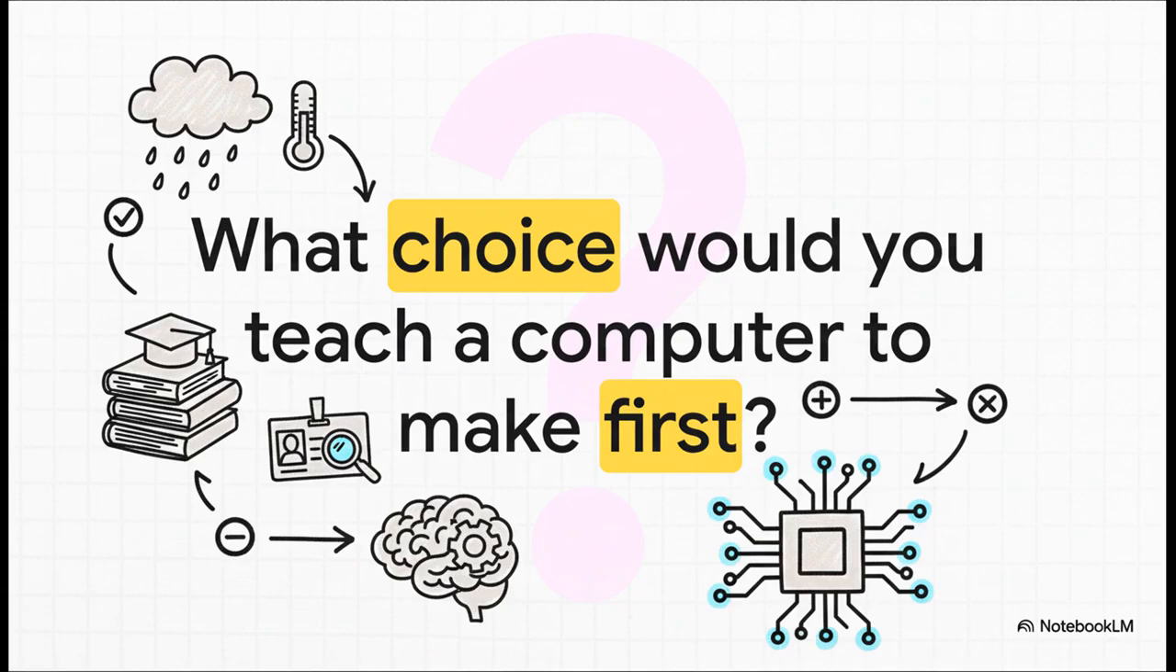So think about it. We started with a simple true or false, and from that, we can build systems that tell us what to wear, that can assign grades, or check an ID. The possibilities are, well, they're basically endless. And it all just starts with a single question. So now that you know the building blocks, what's the very first decision you would teach a computer to make?